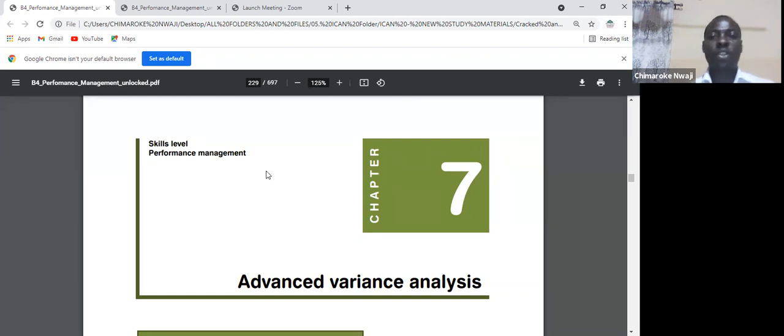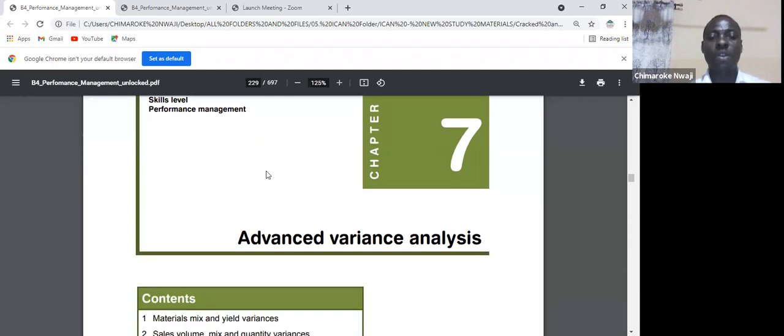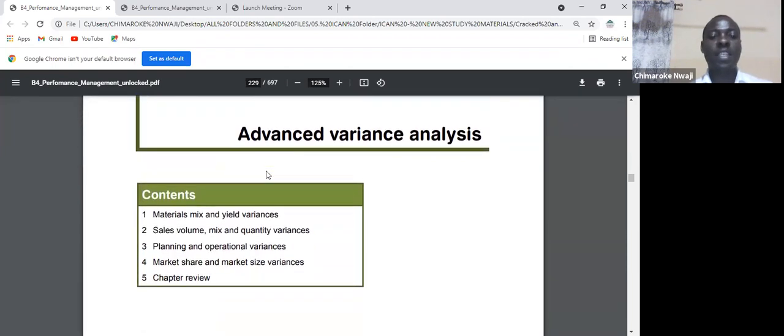Today, our discussion will be on advanced variance analysis. And so we are taking the basic variances we've learned so far to an advanced level. What are some of the things we are going to be seeing here on advanced variance? We're going to look at material mix and yield variances. What do they mean? We'll find out.